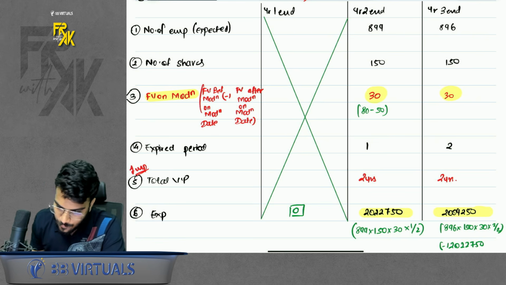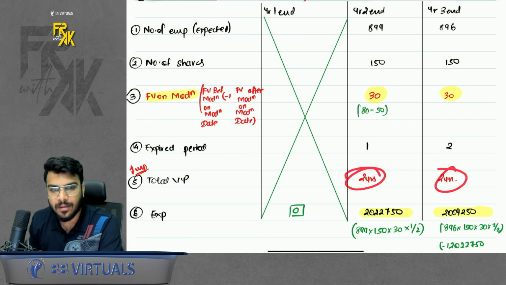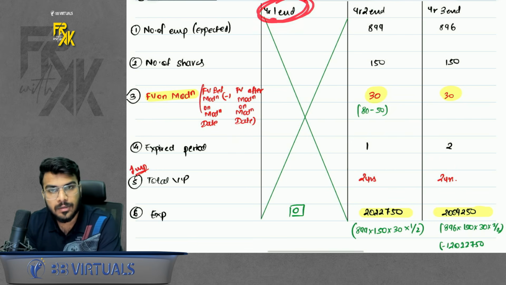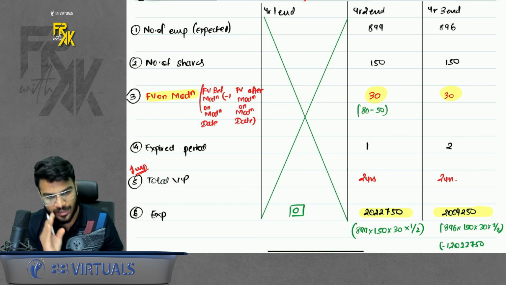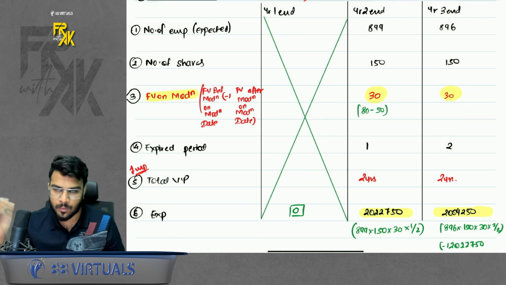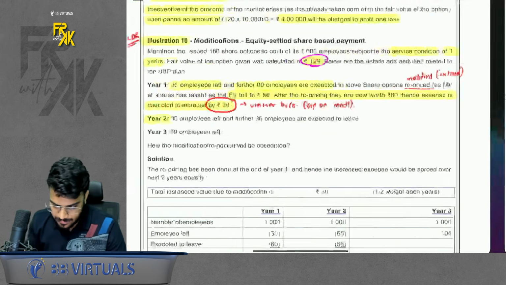Clear? And you will book the expense across 2 years. Why? Because you modified on year 1 end. Because you modified on year 1 end, right? So that is why that year 1 end becomes the modification date. Grant date for modification. On that date you will book nothing. You will book across the periods. That is the concept of modification.